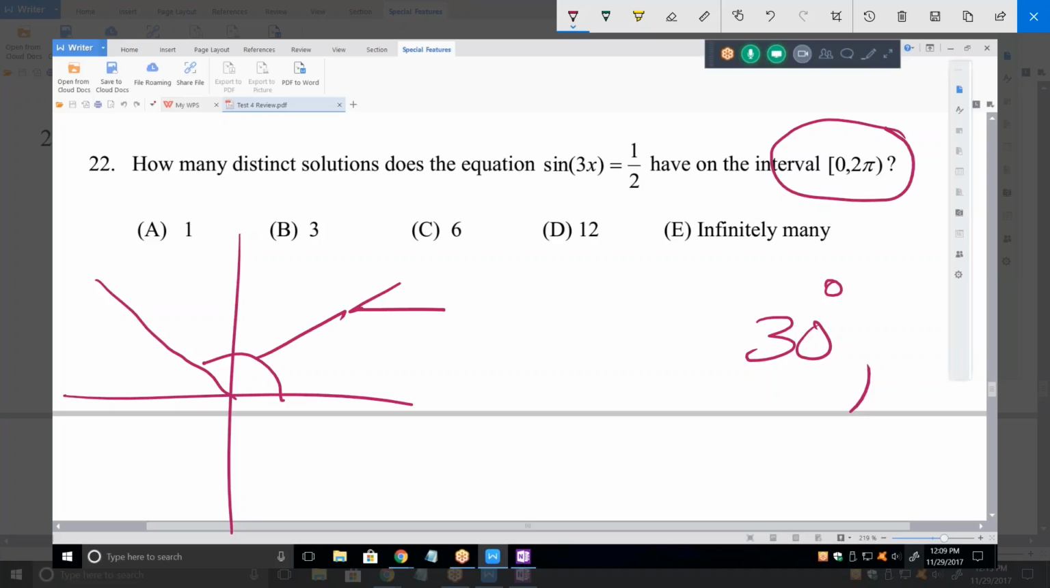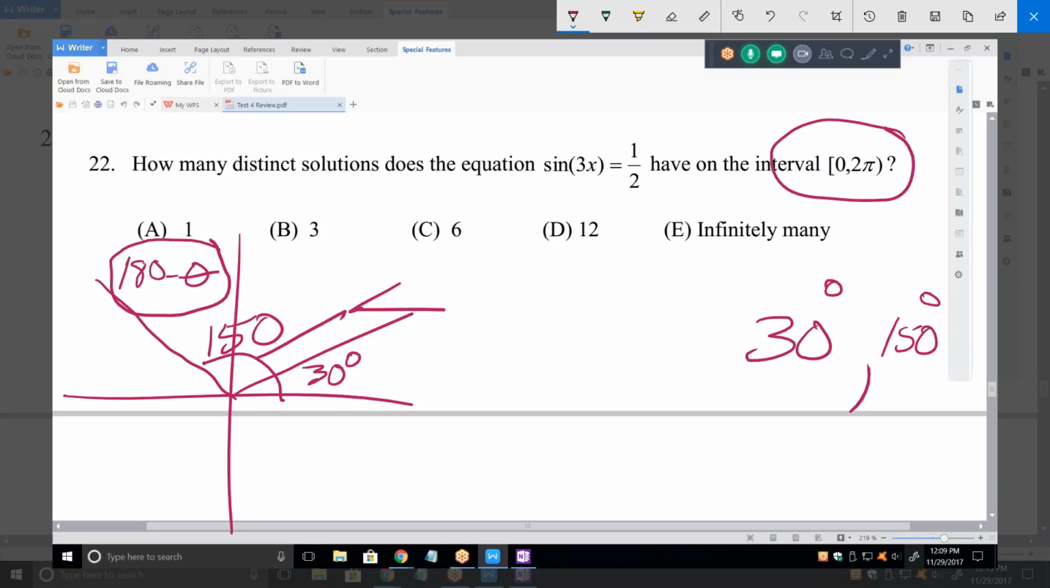In other words, it's always 180 minus theta. So if I want the equivalent angle in the second quadrant that's equal to a 30-degree angle, I take 180 minus 30. So this angle is 150. So 150 also satisfies this. Okay? With me?